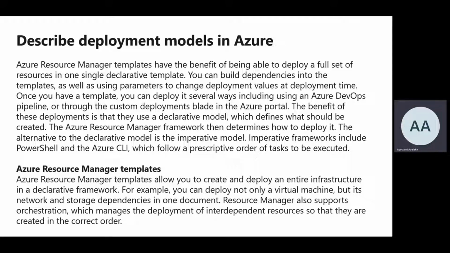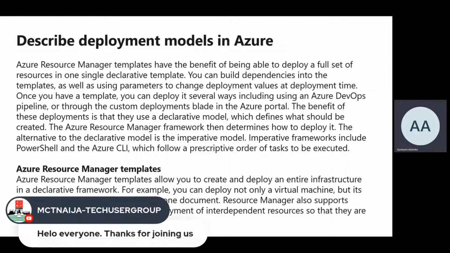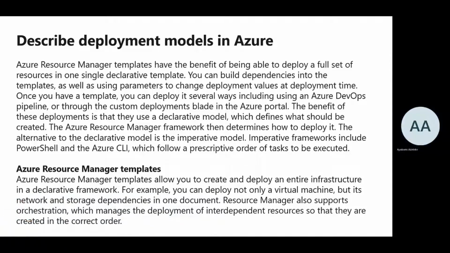The next thing here: the Azure Resource Manager framework then determines how to deploy it. So you don't have to worry about how Azure does the deployment. There's a framework that the ARM environment uses to deploy whatever you have scripted into your JSON templates. The alternative to the declarative model is the imperative model. Imperative models are usually used for PowerShell and the Azure CLI, which follow a prescriptive order of tasks. So here you need to describe it in sequence.